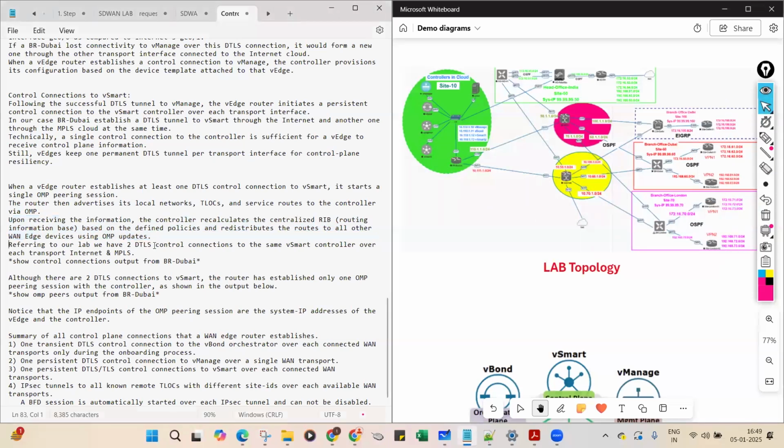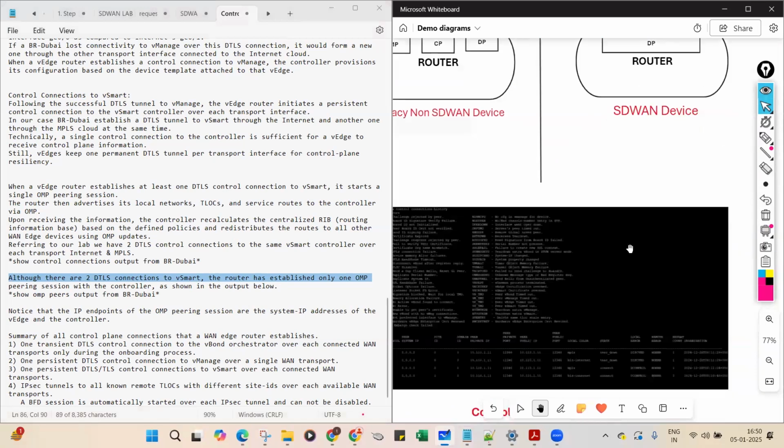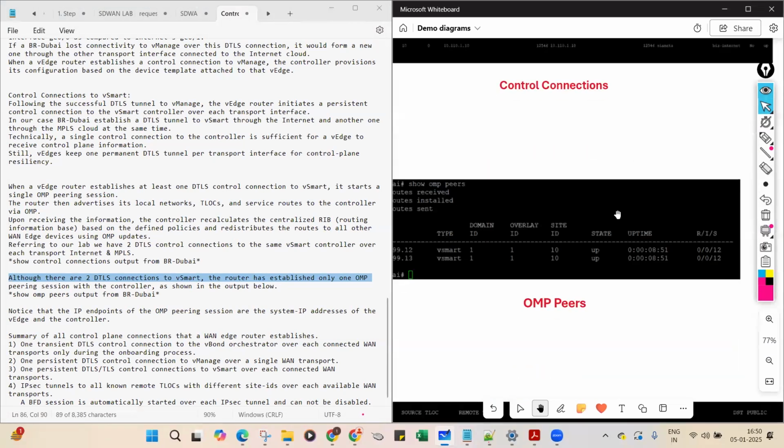Referring to the lab, we have two DTLS control connections to the vSmart controller, one over each transport, internet and MPLS. Although there are two DTLS connections to the vSmart, the router establishes only one OMP pairing session with it. Okay, so let me show you the output of the OMP pairing and the DTLS connections from the vSmart to the WAN edge router.